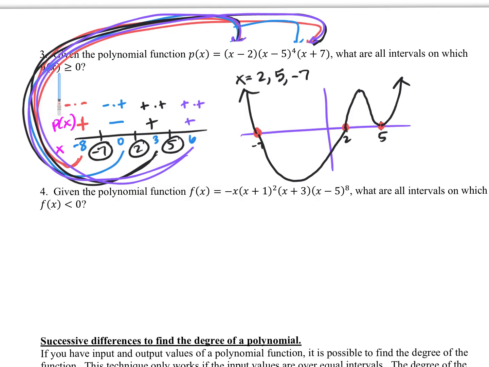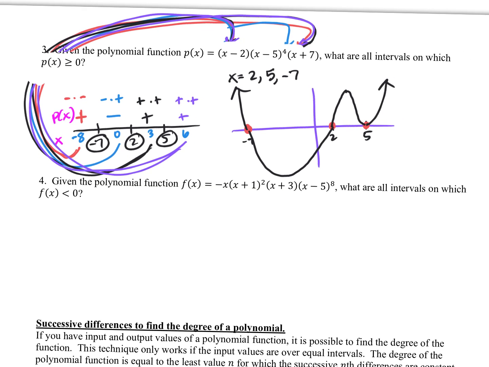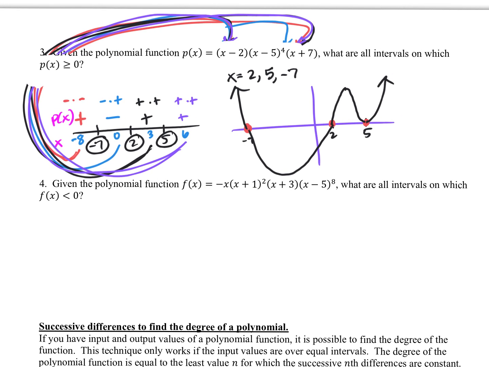So look what they said. Where is my function, if I uncovered it, greater than or equal to 0? We've got to talk about intervals. Intervals that we could get from that sign chart that we did, or we could get from the graph that we just made. Where would we say it's greater than or equal to 0 for x values? Negative infinity to -7, bracket or parentheses? If they said where it's greater than or equal to 0, bracket. So that was anything above the x-axis.